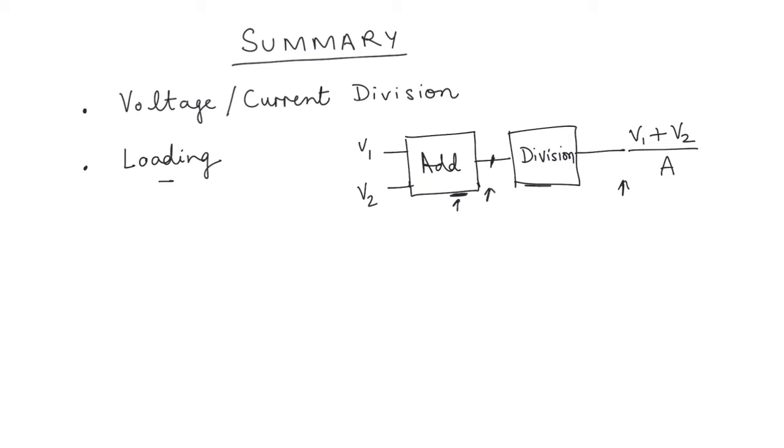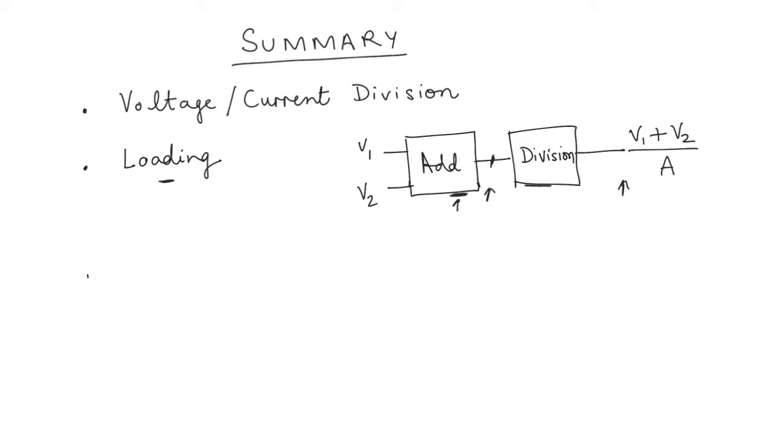That phenomenon is called loading. We saw how when you put two voltage dividers together, the output is not what we would expect but changes, and that's because they influence each other. That's a very important concept to keep in mind, and we will talk about how we can work around loading in the subsequent lectures. So those are the two main things.